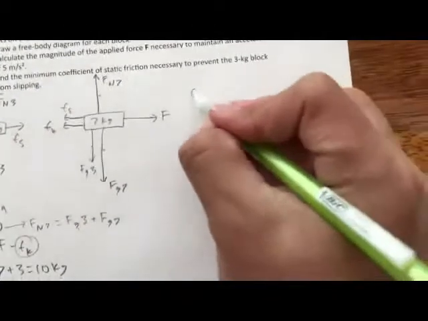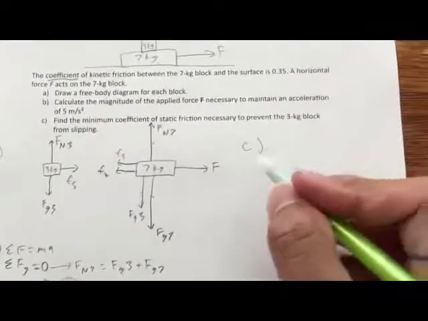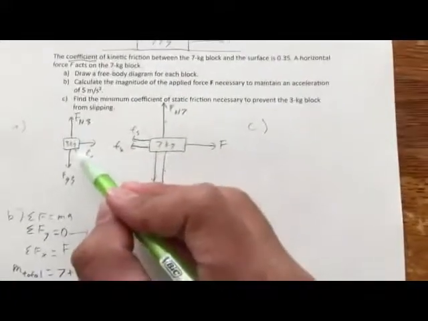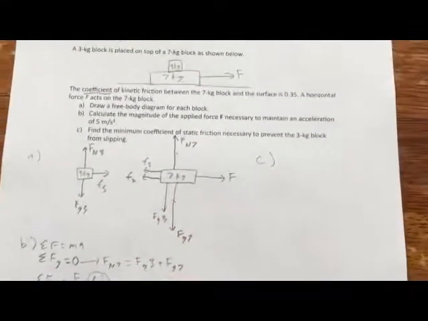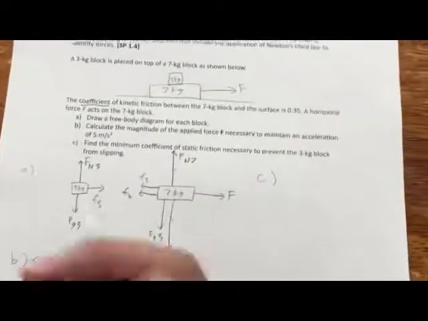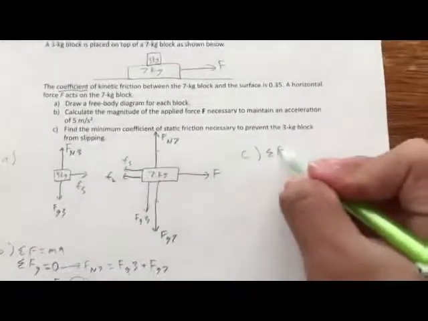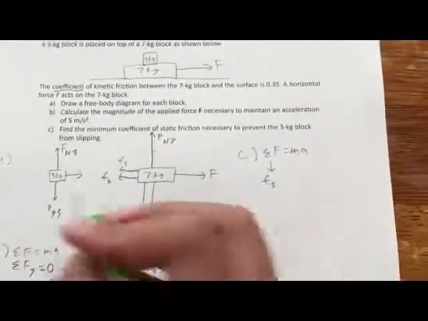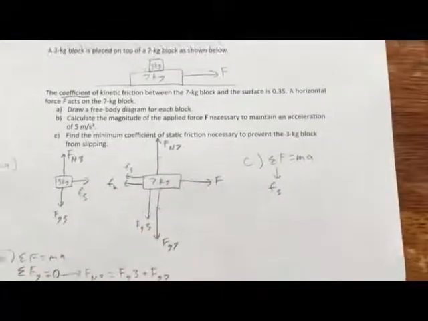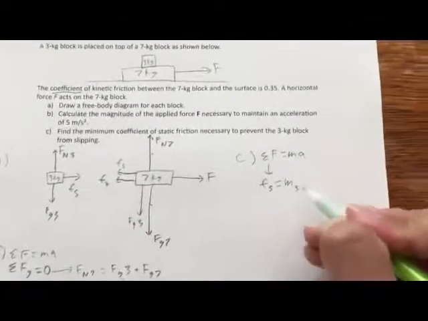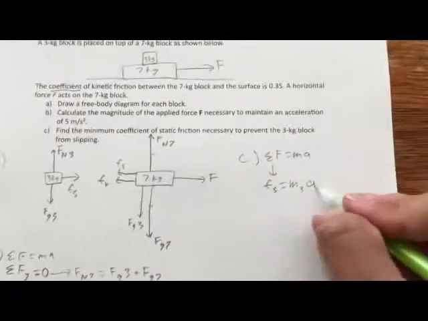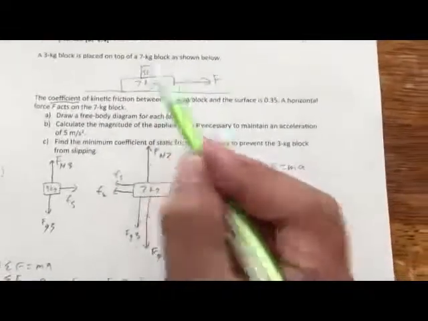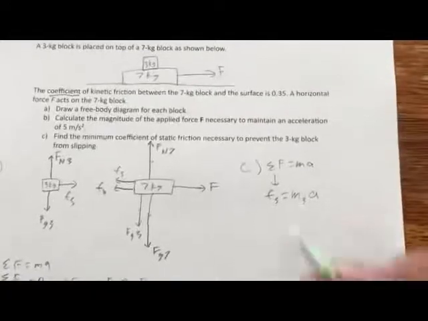Part C: find the minimum coefficient of static friction necessary to prevent the 3 kg block from slipping. Alright, so let's take a look at the free body diagram. There's only static friction that's affecting the 3 kg block's motion. So if we do F equals ma again, the total force is this, because of course these two equal 0, and it is equal to m, the mass of 3 kg, times the acceleration. And since this system is accelerating at 5 meters per second squared, so is the 3 kg block, because it's moving with the system.